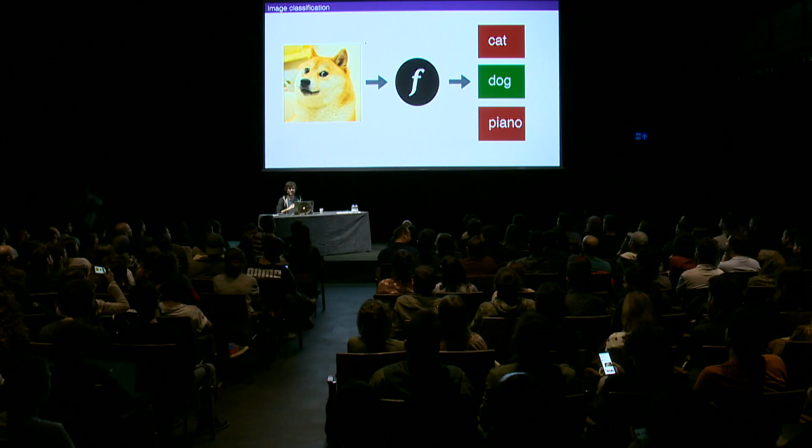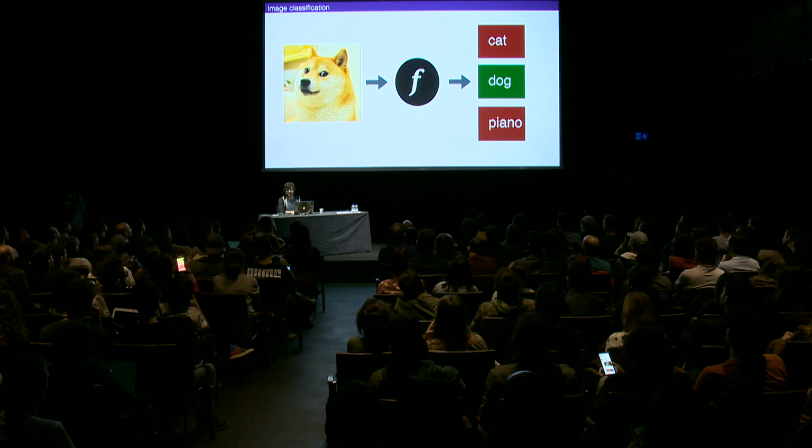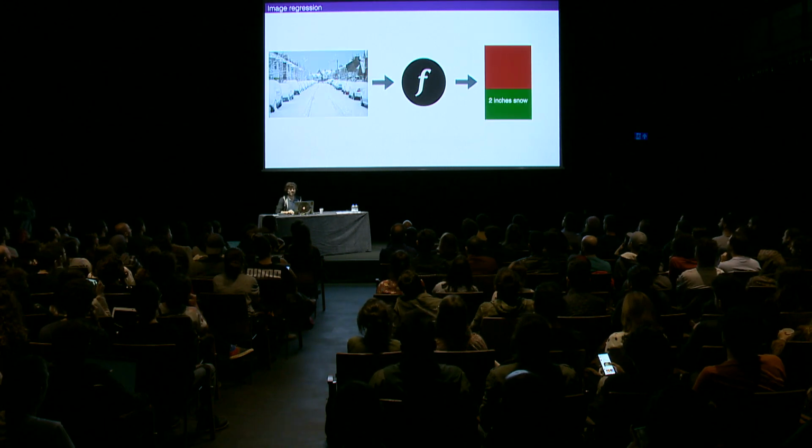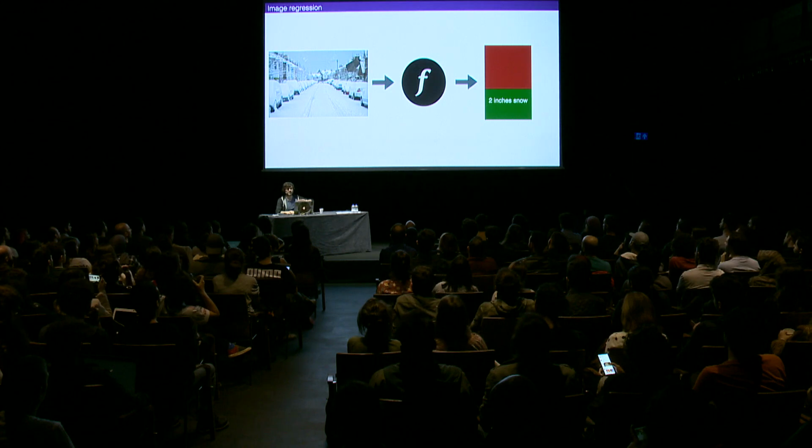So one example of this is image classification, like I said, determining that this picture is indeed a dog rather than a piano. Another example is regression, which is almost the same as classification, except instead of dealing with categories, you have continuous values. So let's say you wanted to predict how much snow is inside this image.